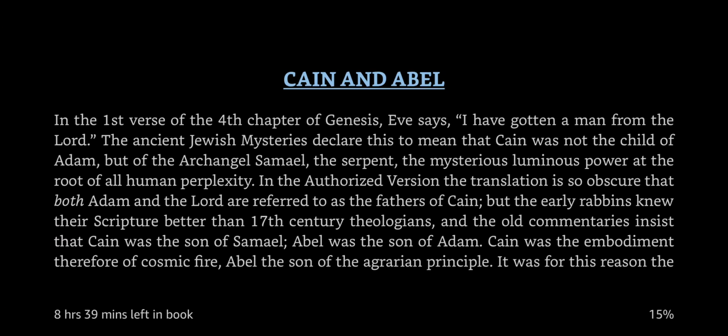Cain and Abel. In the first verse of the fourth chapter of Genesis, Eve says, "I have gotten a man from the Lord." The ancient Jewish mysteries declare this to mean that Cain was not the child of Adam, but of the archangel Samael, the serpent, the mysterious luminous power at the root of all human perplexity. In the authorized version, the translation is so obscure that both Adam and the Lord are referred to as the fathers of Cain, but the early rabbis knew their scripture better than 17th century theologians, and the old commentaries insist that Cain was the son of Samael. Abel was the son of Adam. Cain was the embodiment, therefore, of cosmic fire. Abel, the son of the agrarian principle.